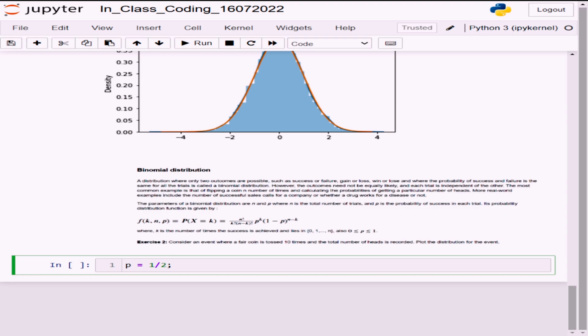So there's a question at the last. Consider an event where a fair coin is tossed 10 times. 10 is the n value. And the number of times you get the head is recorded. What is the chance that out of 10 times, whenever I toss the coin, I may get no head? So k becomes equal to 0. Then k becomes equal to 1 head. What is the chance that you get 1 head? What is the chance that you get 2 heads out of 10, 3, etc.